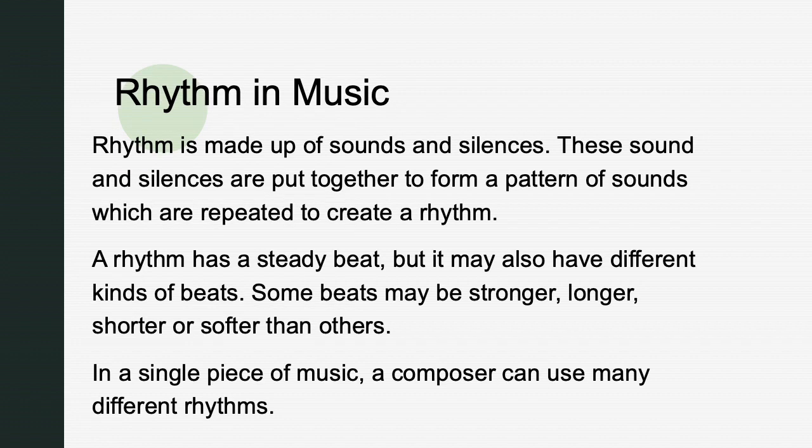Rhythm in music. In music, a common example is clapping. When we clap, then we can feel rhythm in music. Rhythm is made up of sounds and silences. These sounds and silences are put together to form a pattern of sounds which are repeated to create a rhythm. A rhythm has a steady beat, but it may also have different kinds of beats, some high beats, some low beats. Some beats may be stronger, longer, shorter, or softer than others.